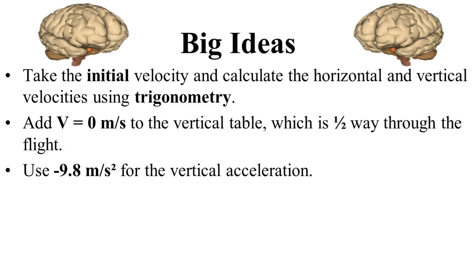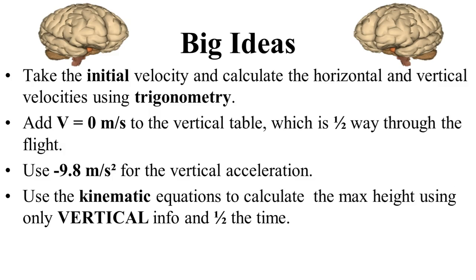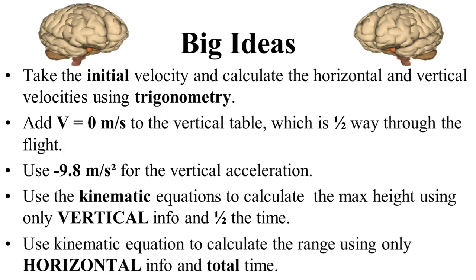We're going to use an acceleration of negative 9.8 meters per second squared. This makes sense because on the way up, so just the first half of that trajectory, it's slowing down on the way up before it changes directions and then speeds up on the way down. Use the kinematic equations to calculate the max height using only vertical info. Max height is a vertical distance. The total range is a horizontal distance.